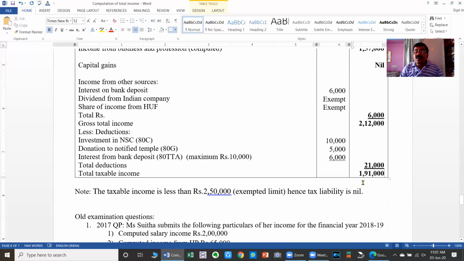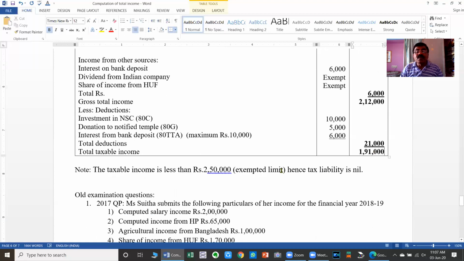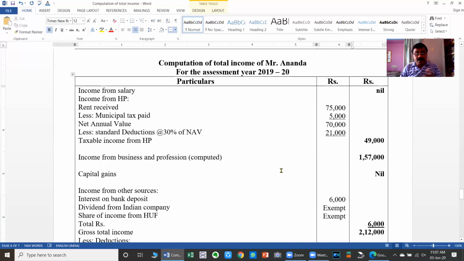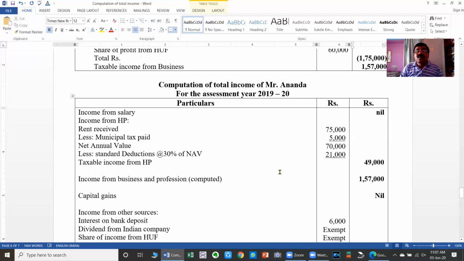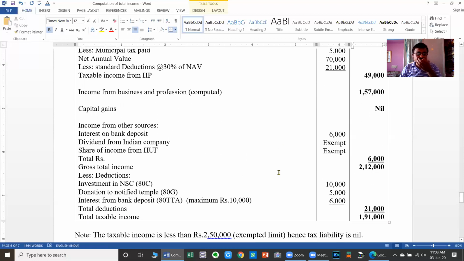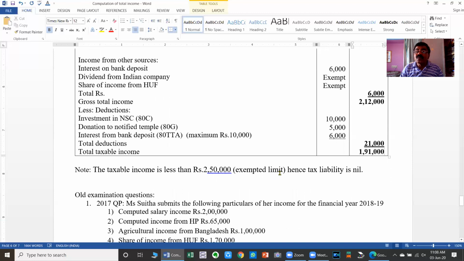On this 1,91,000, you have to calculate the amount of tax payable by the assessee. Here the age of the assessee is not given. Therefore, you have to assume that he is an individual not exceeding the age of 60 years, meaning non-junior, non-senior. Being a non-senior, up to 2,50,000 he need not pay tax; that is the exemption or ceiling limit. The taxable income of 1,91,000 is less than the ceiling limit. Therefore, his tax liability in this case is nil.